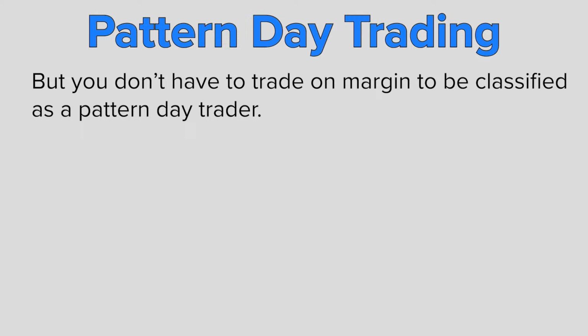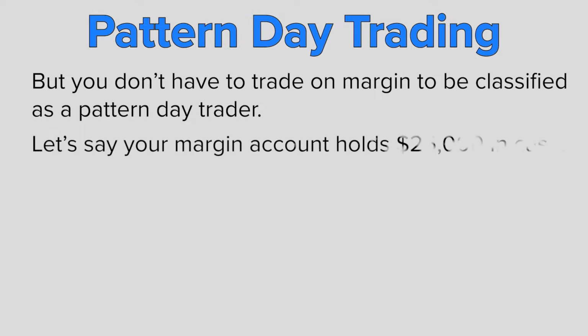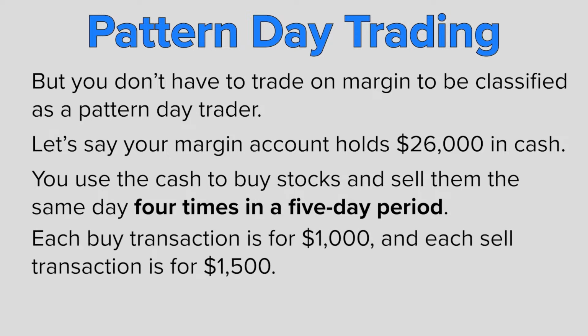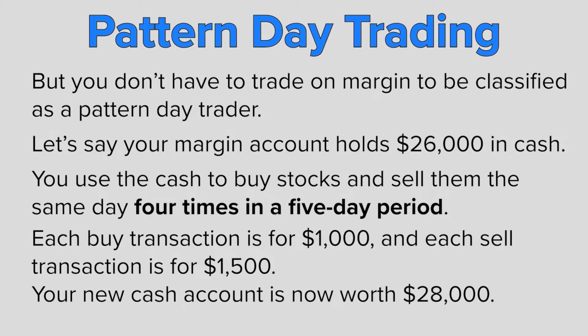But you don't have to trade on margin to be classified as a pattern day trader. Let's say your margin account holds $26,000 in cash. You can use the cash to buy stocks and sell them the same day 4 times in a 5-day period. Let's say each buy transaction is for $1,000 and each sell transaction is for $1,500. Your new cash account is now worth $28,000.